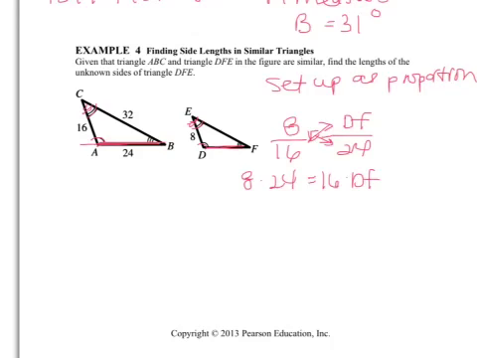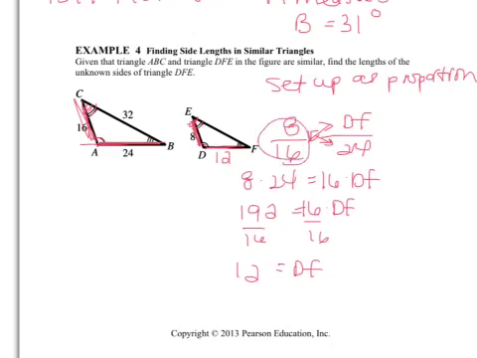So 8 times 24 gives us 192 equals 16 times DF. Well, if we divide both sides by 16, we can say that DF equals 12. So I know that this segment here now equals 12. Okay? And actually I said angles, but we could say the ED corresponds to CA here, which would be our 8/16. Then we have to go and find our unknown, which is EF.